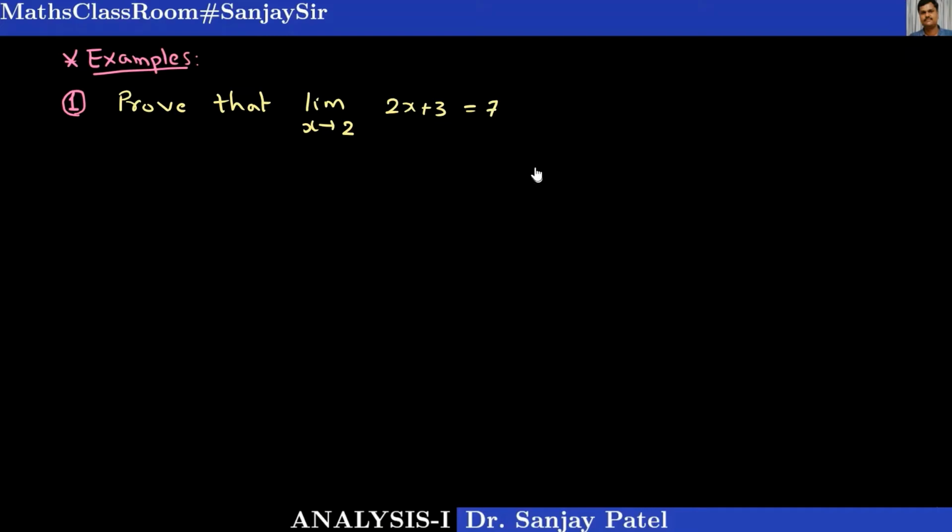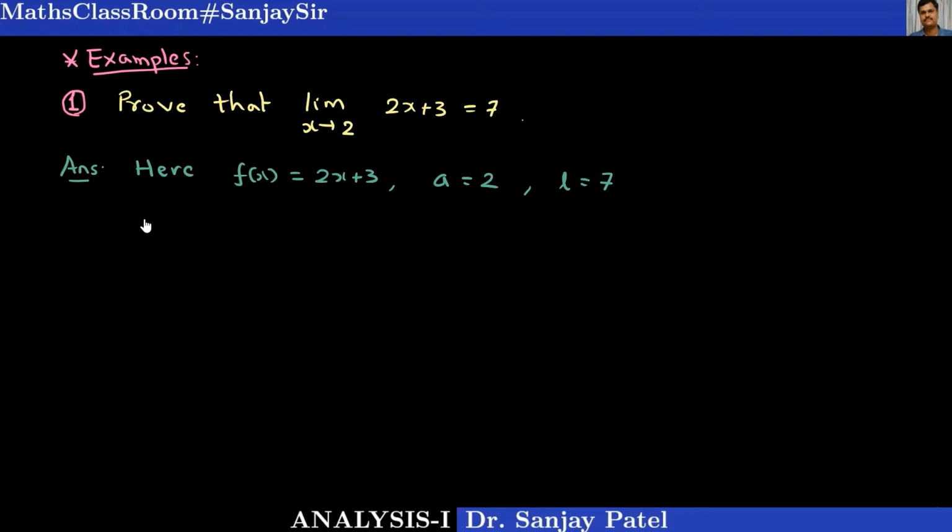So we are required to prove that the limit of the given function here is 7. First of all, note that the given function is f(x) = 2x + 3. The point at which we want the limit, that is a, is equal to 2, and the value of the limit given here is 7. And we want to check whether that epsilon delta condition is satisfied or not.